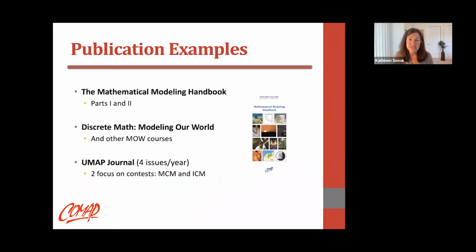A few publication examples at COMAP. The Math Modeling Handbook, parts 1 and 2, that was produced with Teachers College at Columbia University. There's also school level discrete math modeling our world and many other modeling our world textbook options. And then the UMAP journal, which is the undergraduate journal, comes out 4 times a year. And 2 of the issues focus on the contest, one on MCM and one on ICM. But again, even the issues that focus on the contests have other nice articles in them. So I encourage you to look at those.